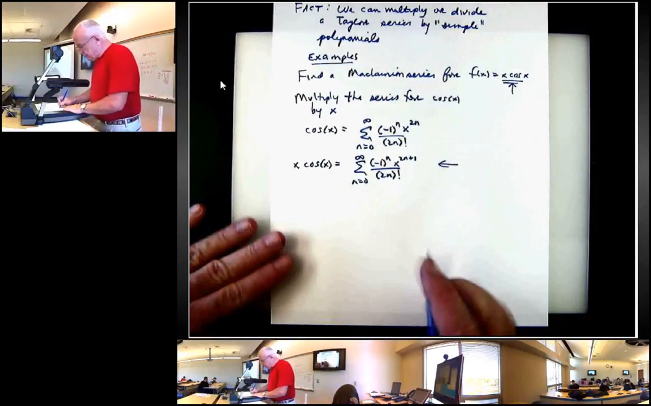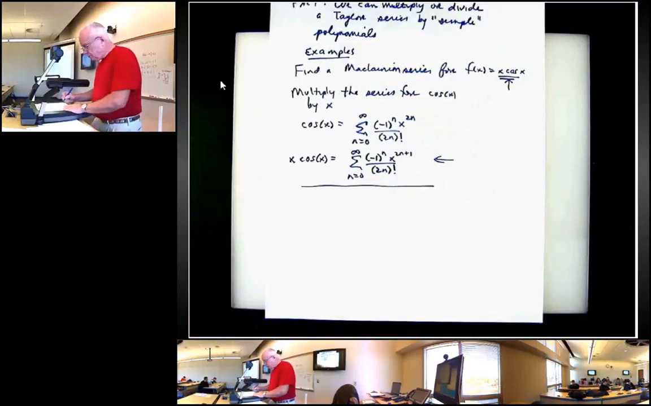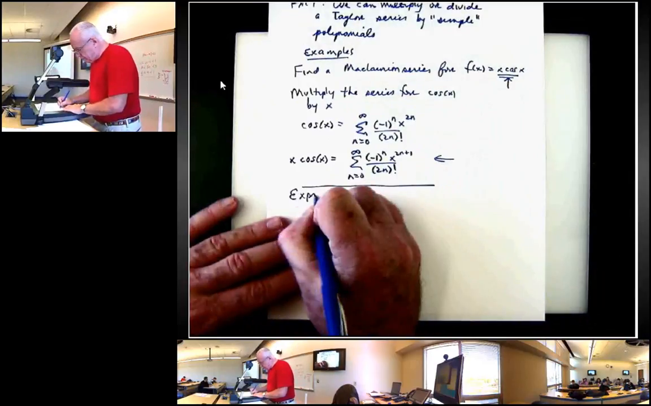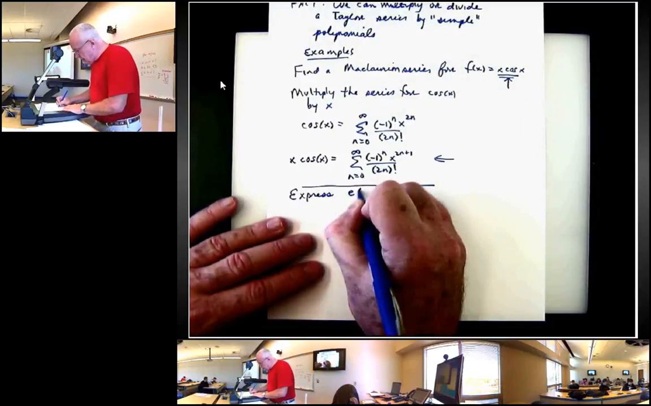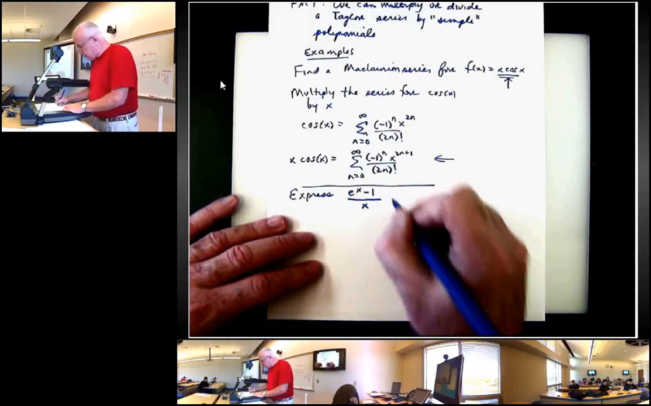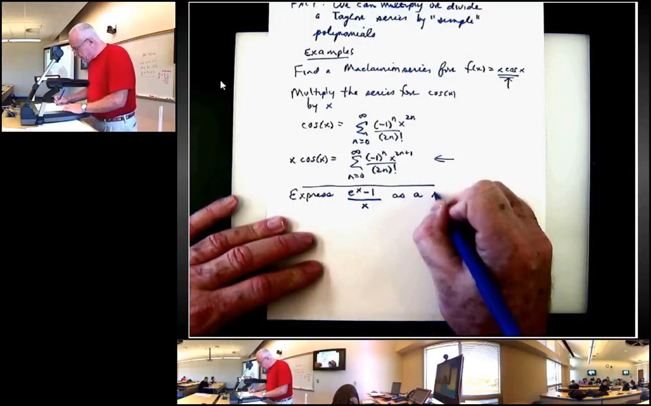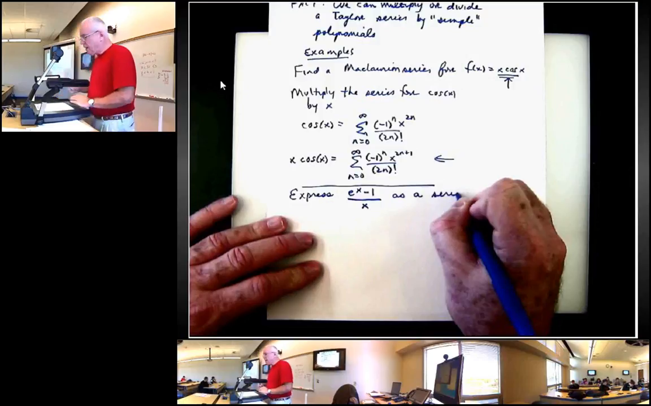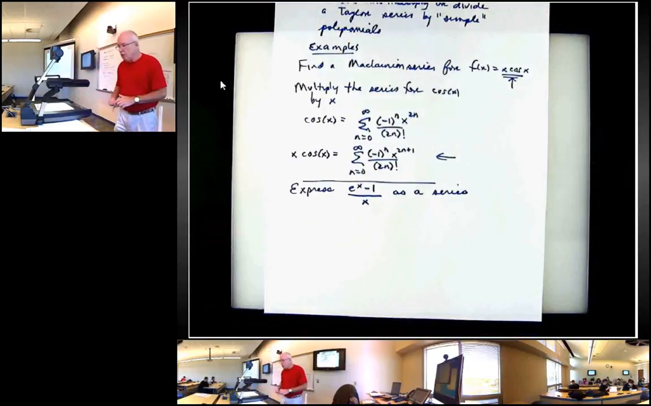Okay. Let's look at another example of something like this. Express e to the x minus 1 all divided by x as an infinite series. All right.